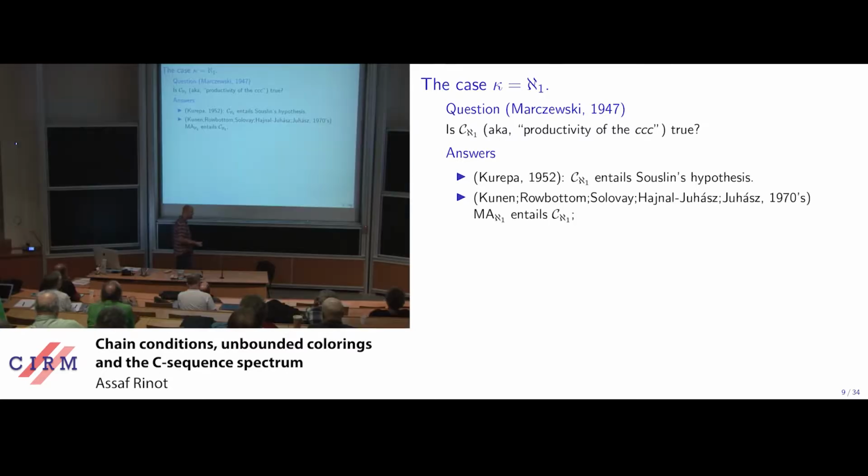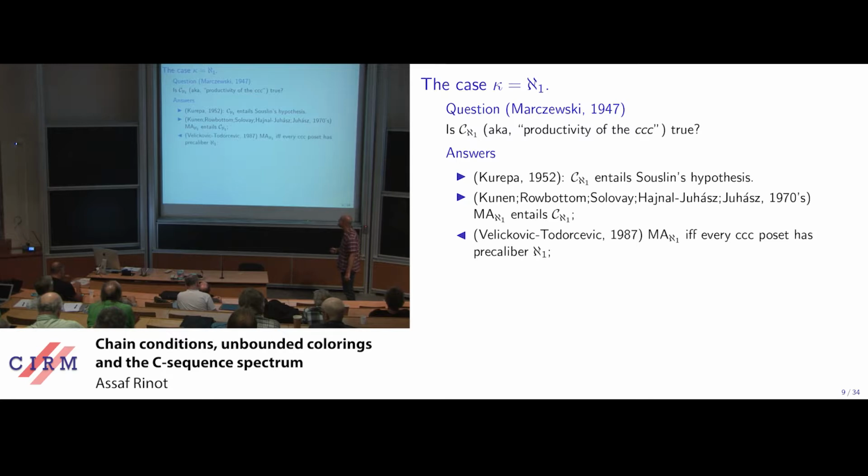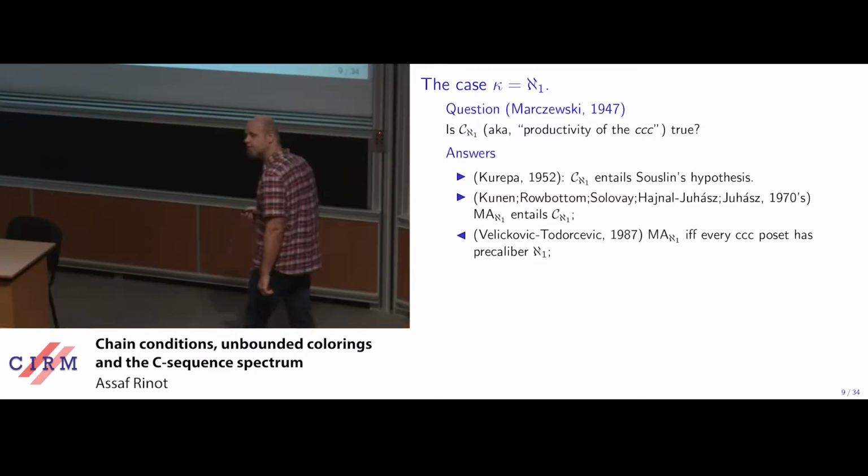And then many people, I don't know exactly how to trace all of them, realized Martin's axiom MA Aleph 1 implies productivity of the CCC. And here there is a little bit of a converse. There is a theorem of Velickovic and Todorcevic in 1987 characterizing Martin's axiom at the level of Aleph 1, MA Aleph 1. This is the same as asserting that every CCC poset has pre-caliber Aleph 1.